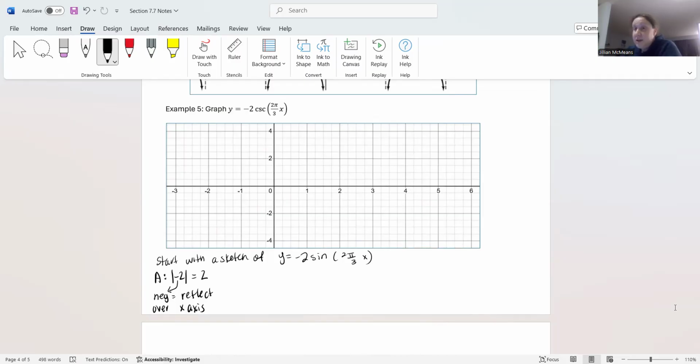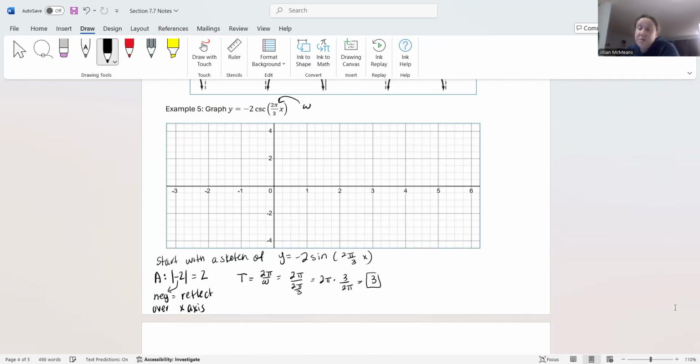We also need to understand the period because we definitely have a horizontal stretch or compression, since we have a coefficient of x. So we've got an omega right here. We need to figure out the period of this new graph. When we're dealing with sine, we have a period of 2 pi and we always divide it by omega. So we're going to take 2 pi and divide it by 2 pi over 3. That's going to be 2 pi times 3 over 2 pi. So that tells me my period is 3.